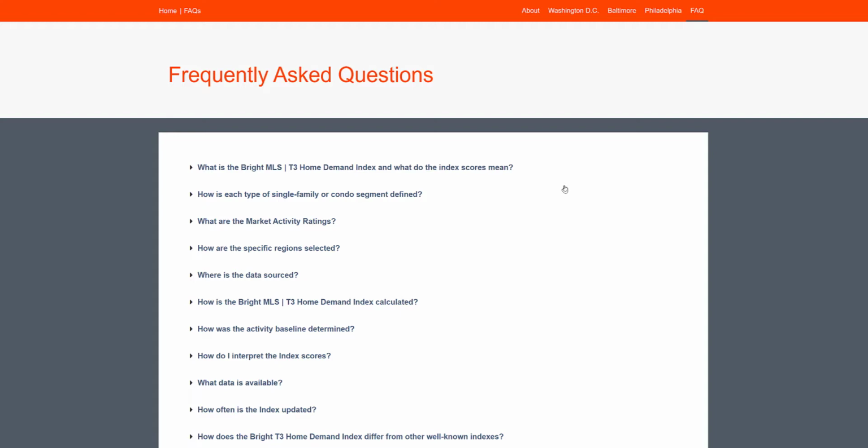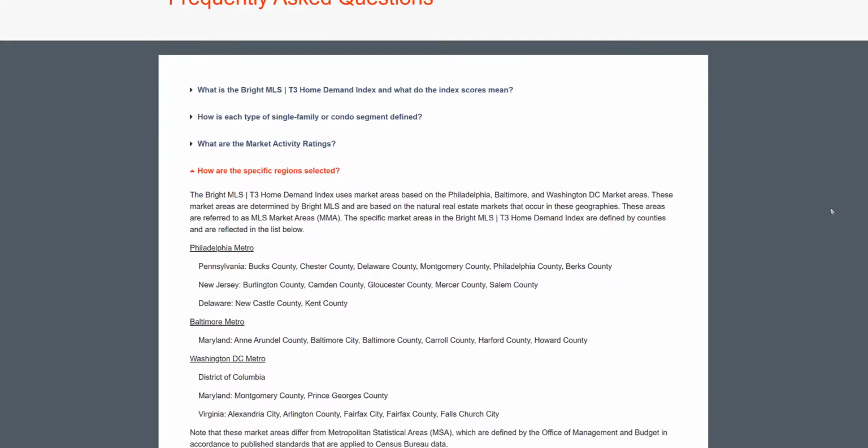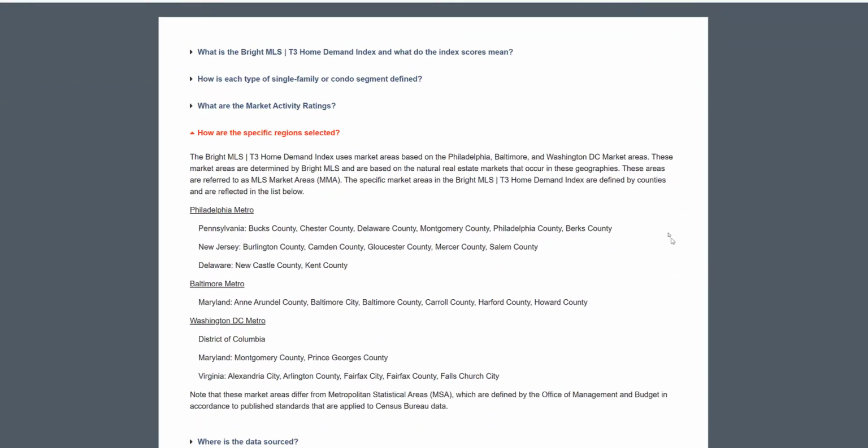So we can look at the specific counties and cities that were the markets covered. And right now the initial markets are Baltimore, Philadelphia, and Washington, D.C., though we're going to expand coverage later on this year. We're anticipating doing that right about the third quarter of this year.